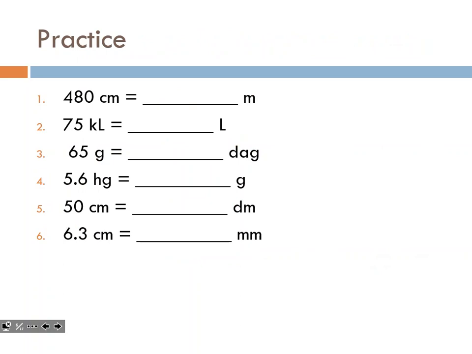How many meters here for 480 centimeters? 4.8. Then we got 75,000 liters in a kiloliter. 65 grams equals how many decagrams? 6.5 hectograms equals how many grams? Good. 50 centimeters equal how many decimeters? And 6.3 centimeters equals how many millimeters? 63. Very good. Okay, so we're good so far.